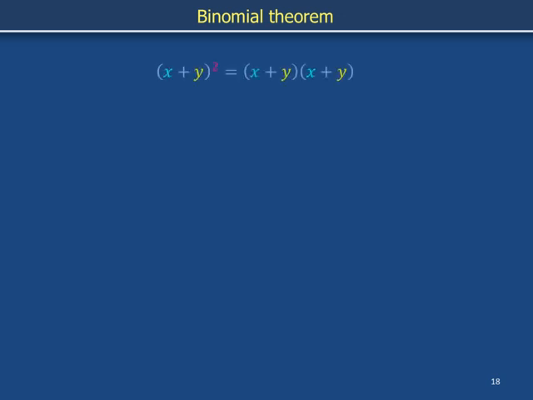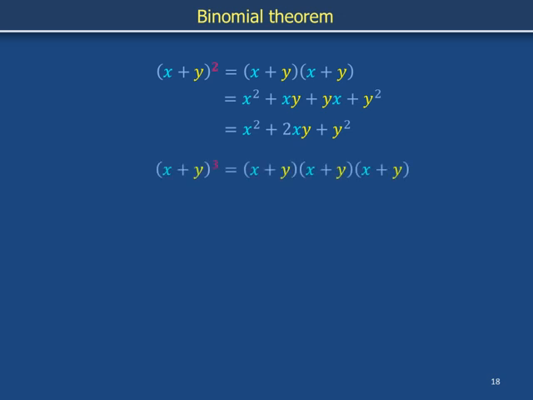We know that we can expand the square of x plus y by writing two factors of x plus y and then distributively multiplying each term in the first pair of parentheses with the terms in the other pair of parentheses. The result collapses to x squared plus 2xy plus y squared. The cube of x plus y is the square of x plus y times another factor of x plus y, which simplifies to x cubed plus 3x squared y plus 3xy squared plus y cubed.